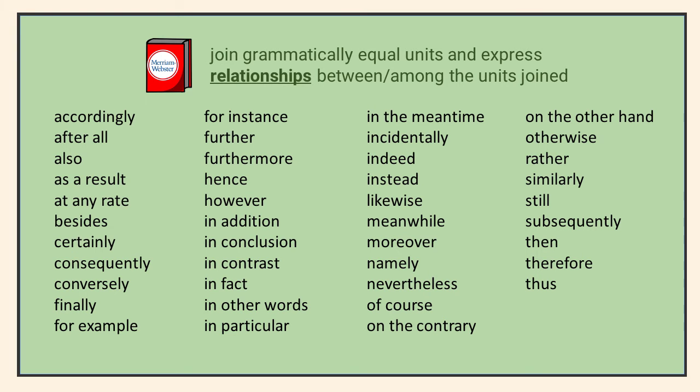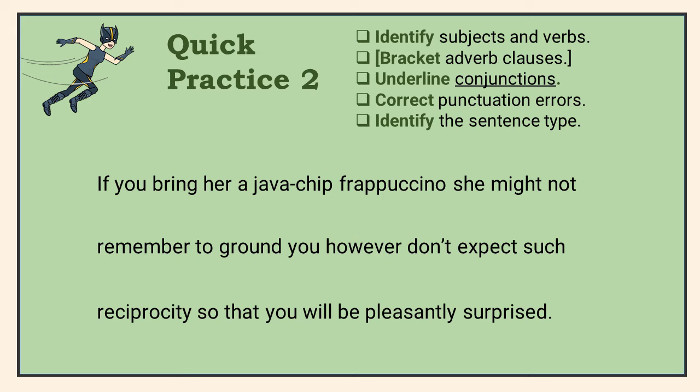Because conjunctive adverbs convey relationships, it's important to use the correct one. Consequently means as a result of. Subsequently means after. Let's practice. On your notes handout, identify the subjects and verbs, bracket the adverb clauses, underline the conjunctions, correct punctuation errors, and identify the sentence types. Pause the video and then restart it to check your answers.